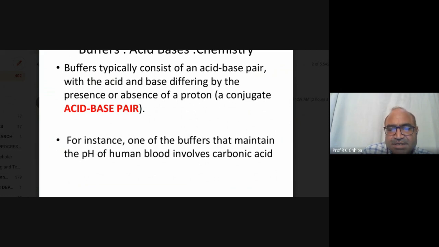In our case, the maintaining of the pH of blood is by the combination of carbonic acid and salt. If that is not there, our blood may become acidic. If acid is there in the food, then the whole blood will be acidic, and if alkali is there in the food, then certainly we become alkaline. So this acid-base pair concept is there.